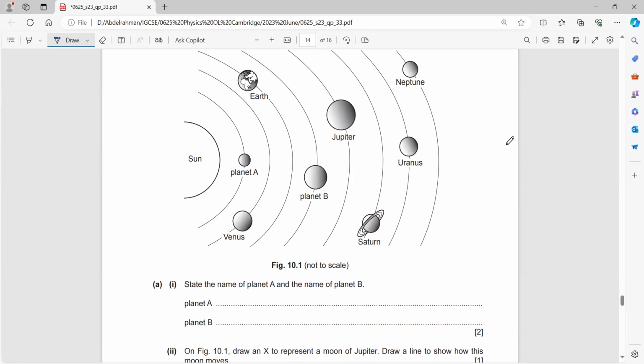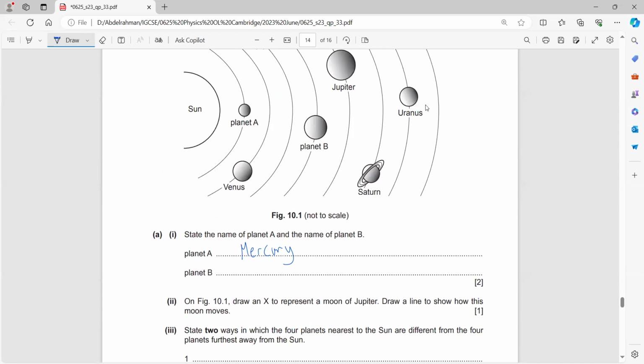Planet A and planet B. What are they? Mercury and Mars. Mercury and Mars.